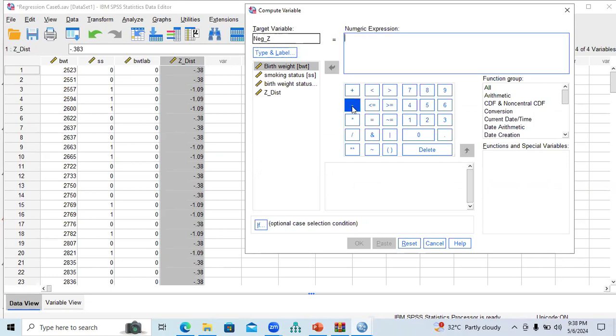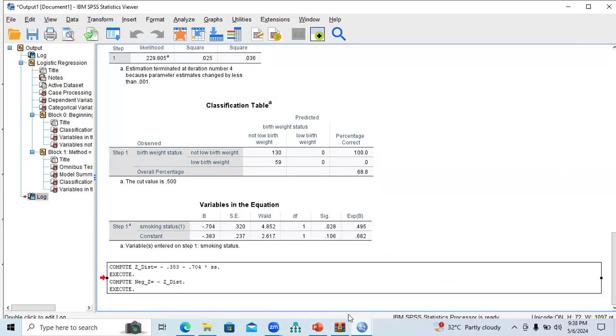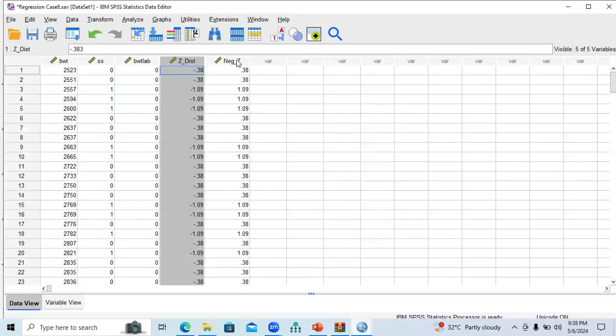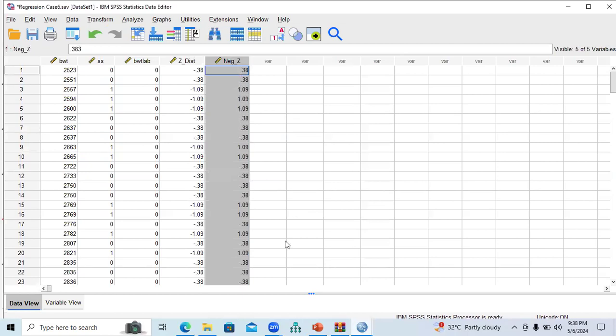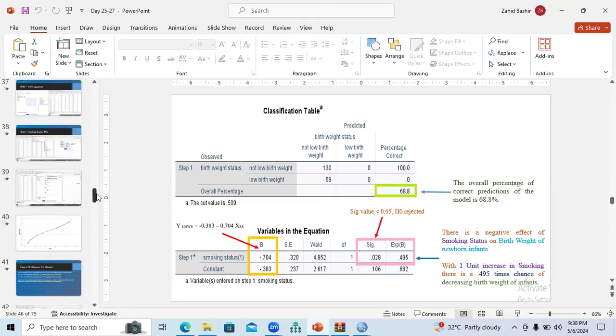So what we need to do here, put this negative sign and double click Z distribution and click on OK. And it will generate negative Z. So you can verify it. You can see here negative Z is generated. After doing this, the next step, what was the next step?